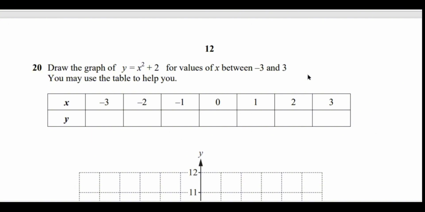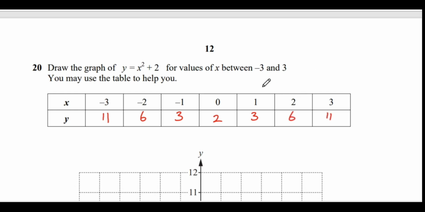When x is minus 3, square will give me 9, 9 plus 2 will give me 11. When x is minus 2, square will give me 4, 4 plus 2 will give me 6. When x equals minus 1, square will give me 1, 1 plus 2 will give me 3. When x equals 0, 0 square will give me 0, plus 2 will give me 2. 1 square will give me 1, plus 2 will give me 3. For 2, 2 square will give me 4, 4 plus 2 will give me 6. 3 square will give me 9, 9 plus 2.